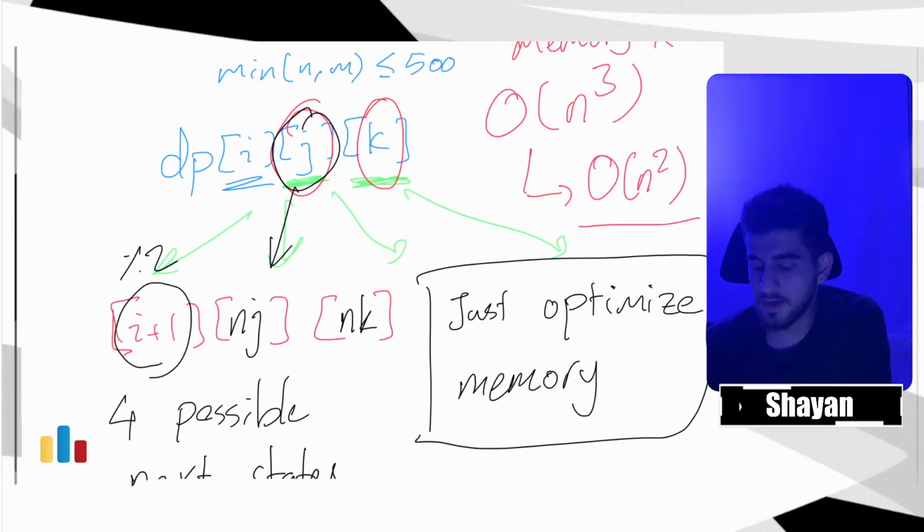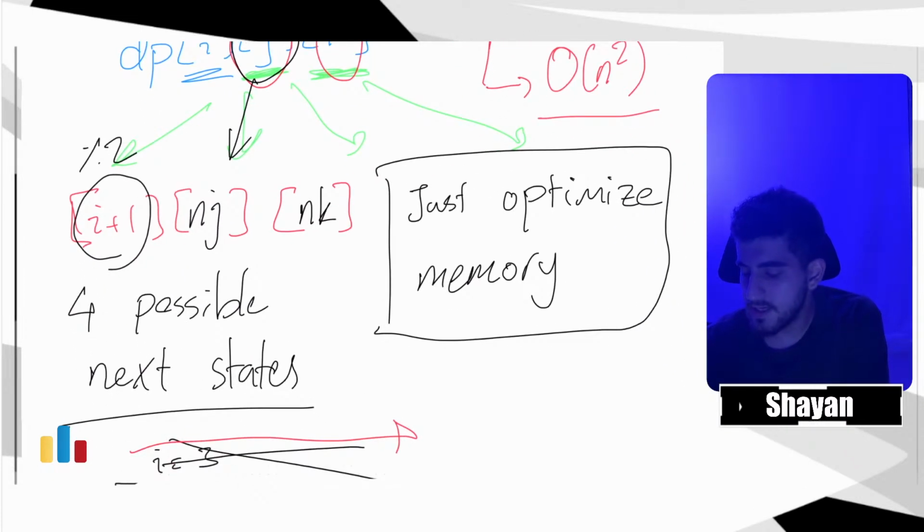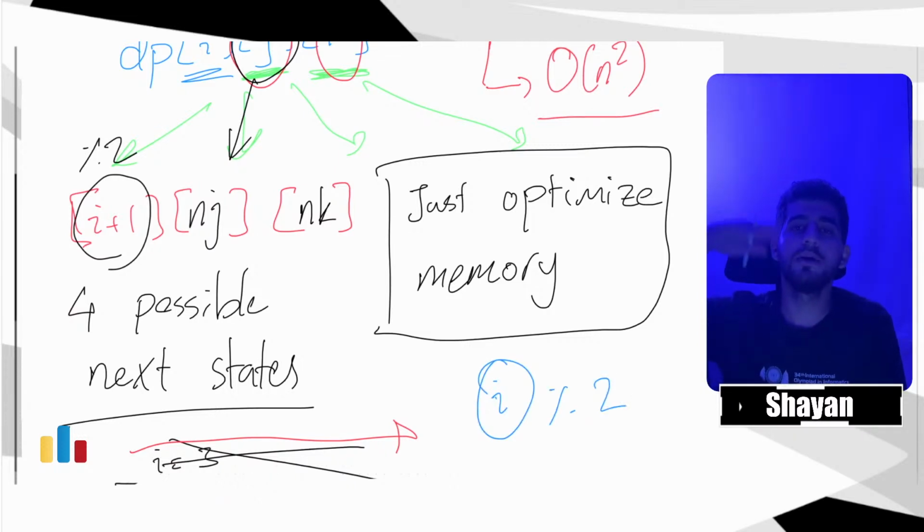This is a very useful idea. In so many problems we will keep an element like i modulo 2, and this can reduce our memory complexity by a factor of n. And it makes everything so much better.